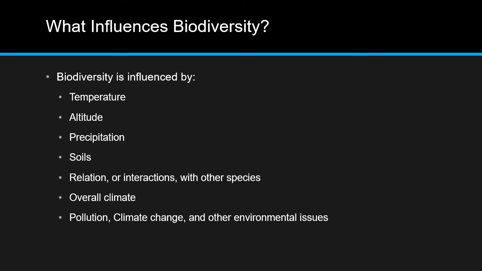Another influencer is altitude. At the base of a mountain, you'll sometimes see lots of vegetation and wildlife. But as you move up the mountain, as you increase in altitude and elevation, as the temperature gets colder and colder, the amount of vegetation and wildlife that can survive at such heights decreases, and that, as a result, substantially decreases biodiversity.